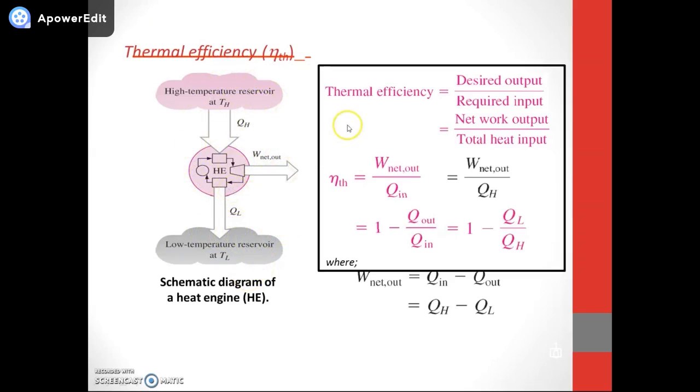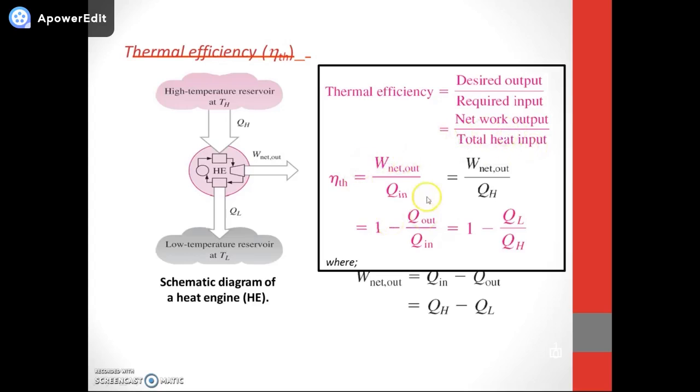Okay, so thermal efficiency. How do you know the performance of the heat engine? Is it good, or not? So we are using this equation. We need to identify the thermal efficiency. Thermal efficiency equals desired output over required input. Which one is input, which one is output? Equals net work output over total heat input.